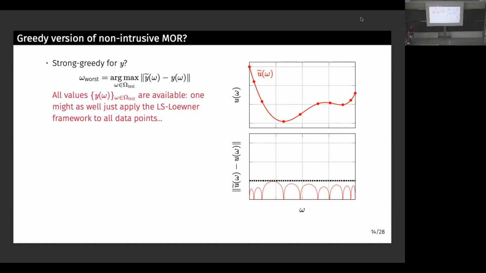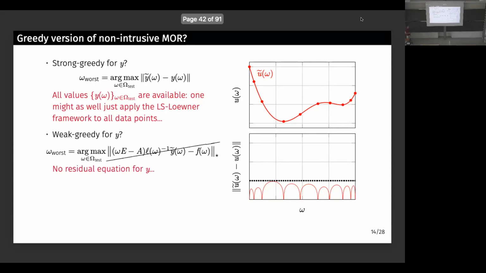And of course, if we look at a strong greedy for the function y, we have the same problem as for reduced spaces, because if we know all the values of y at all the points in the test set, then I mean, what's the point of doing a greedy anyway? You might as well just do least squares Loewner with all the data that you have. We cannot do weak greedy for y because we don't have a residual equation for y. Okay, y is just a functional, right? We cannot write a residual for it, but we can do weak greedy for the quantity u.